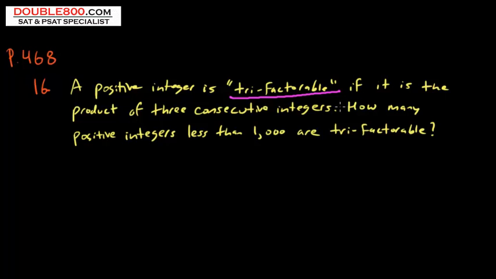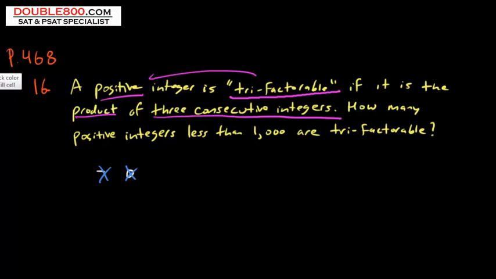So the definition: it's the product of 3 consecutive integers, and we also know the trifactorable number is positive, and we want to know how many positive integers less than 1,000 are this term, trifactorable. So it's really kind of a difficult problem. It's not really a math question, it's more of a reasoning question. So let's start. It has to be positive, so we know that none of the numbers could be negative or 0. So any negative numbers or 0 are automatically out because the product would not be positive.